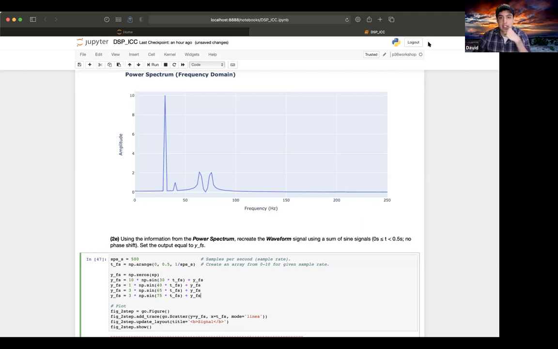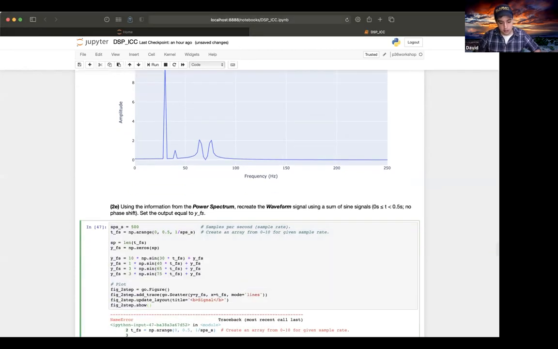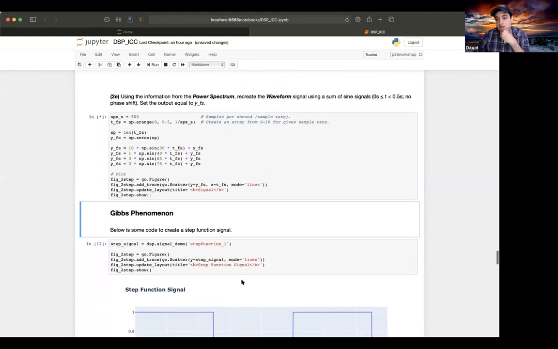Awesome. So we got people that said they reconstructed it correctly. Cool. Just put the answer here so I can just run it. Hopefully it'll plot.